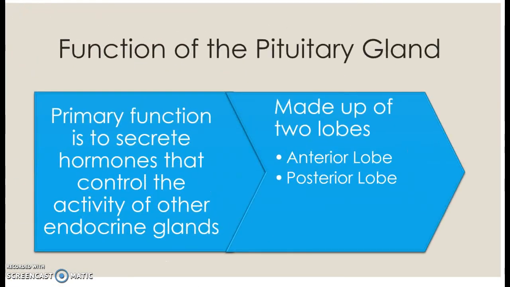The function of the pituitary gland is to secrete hormones that control the activity of other endocrine glands. And the pituitary gland is made up of two lobes, the anterior lobe and the posterior lobe.